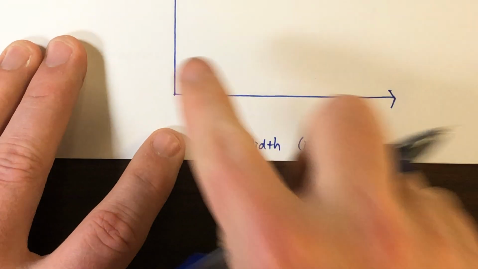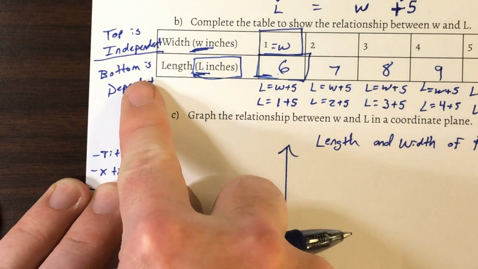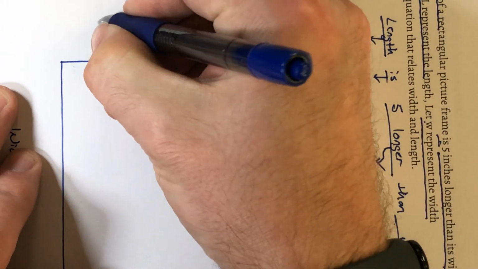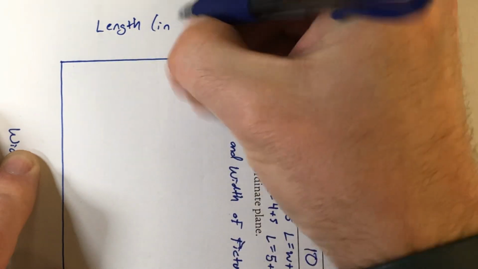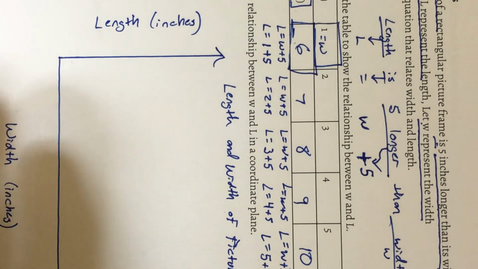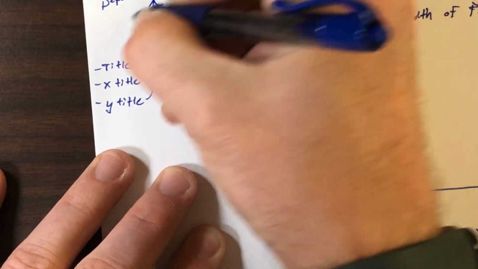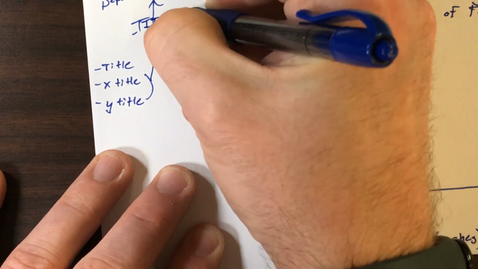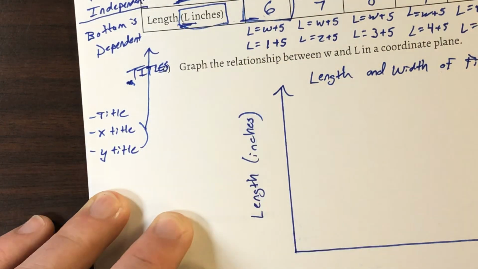All right, next, the Y-axis title, your dependent title. The dependent variable is length, and it's measured in inches. So, length, and it's measured in inches. Be sure to leave room for your numbers. So, essentially, those are your titles. So your titles come right from there.